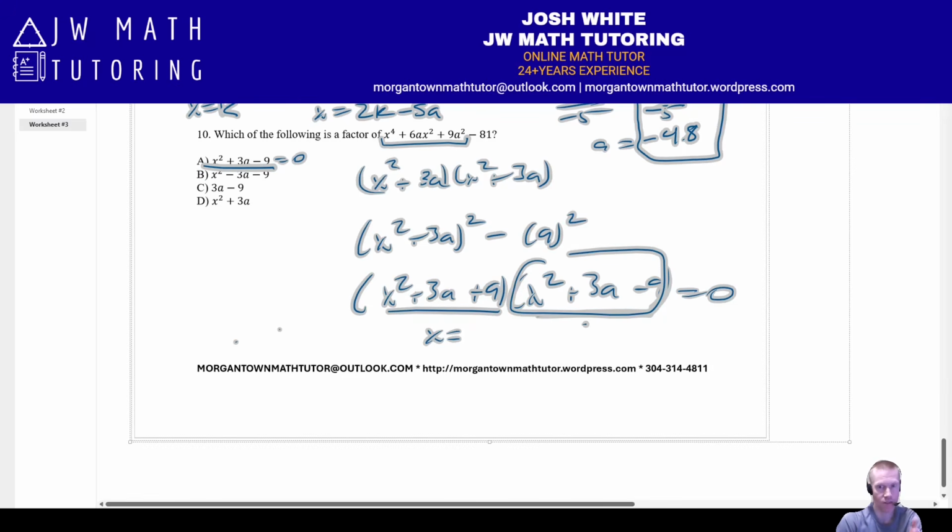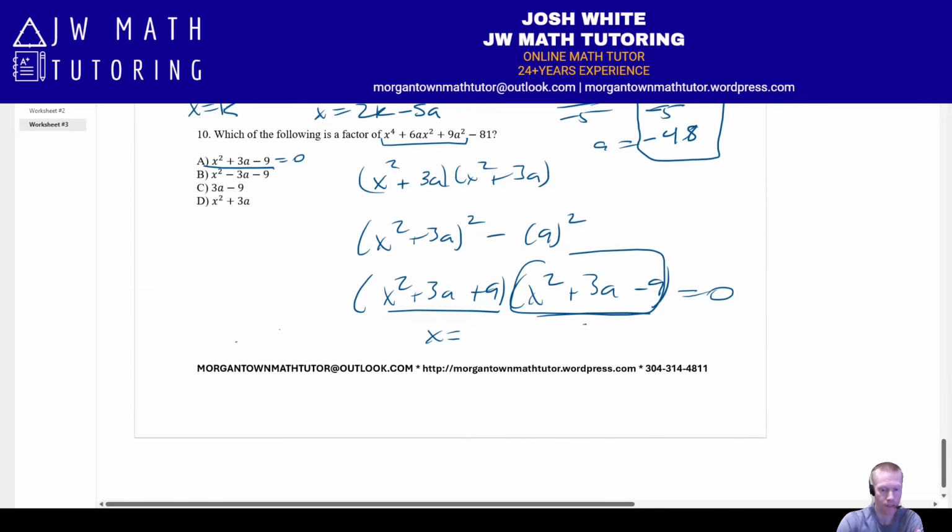So this is just the Desmos approach you could take, but if you know how to factor this using a difference of squares, I don't know that it necessarily saves you that much time if you don't fully understand it.